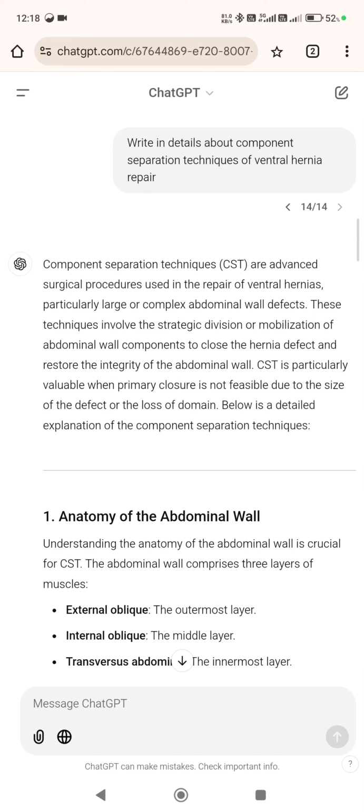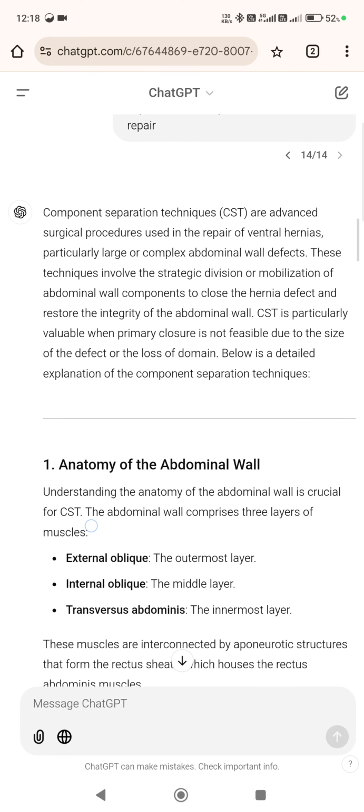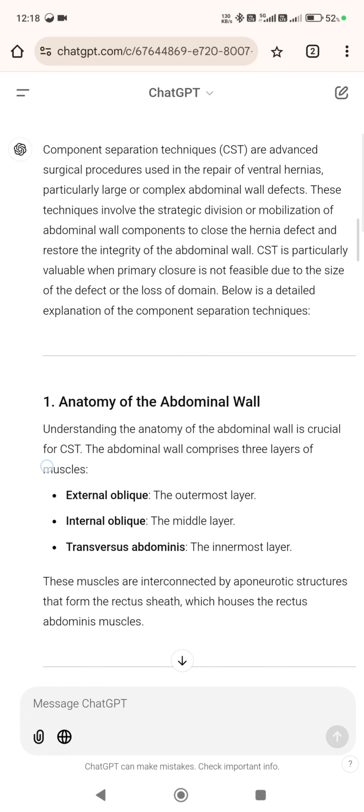Component separation techniques, CST, are advanced surgical procedures used in the repair of ventral hernias, particularly large or complex abdominal wall defects. These techniques involve the strategic division or mobilization of abdominal wall components to close the hernia defect and restore the integrity of the abdominal wall.